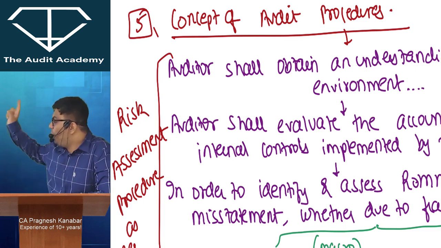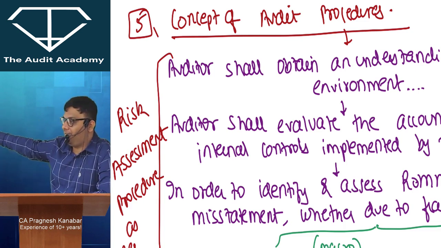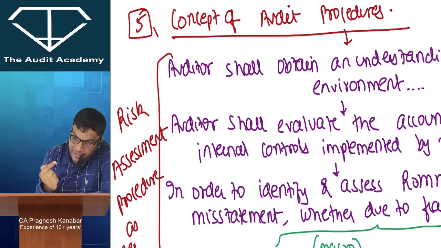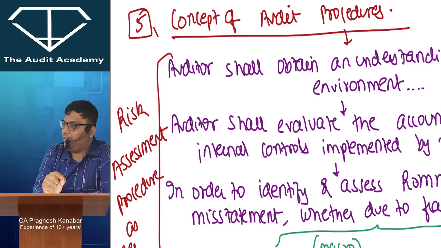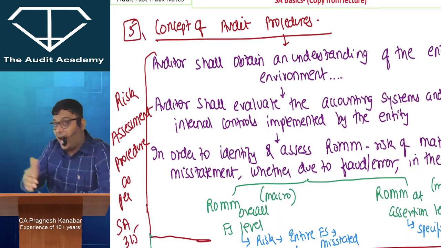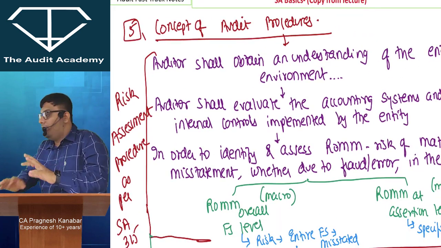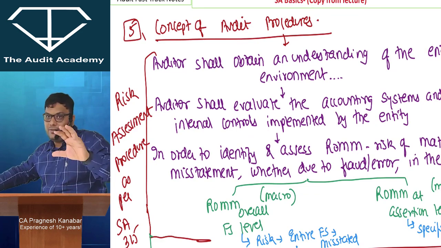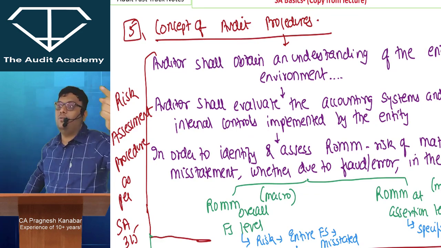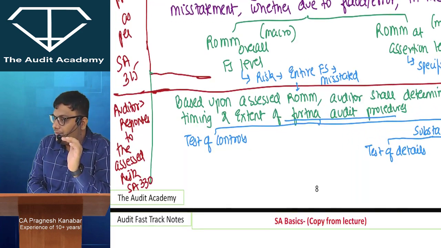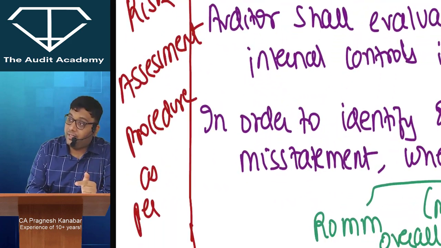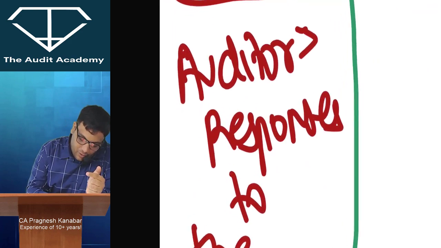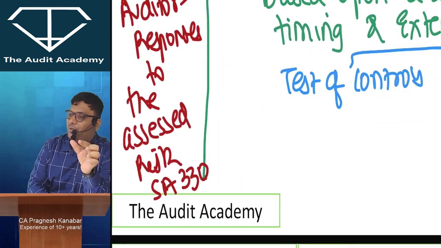Hello? Don't just look at this page like a theory. Whenever you are trying to find out some risk, whenever you are trying to find out what can go wrong, whenever you are trying to find out where error and fraud can take place, that is risk assessment procedure. And after finding out, okay, here there is a chance of error, here there is a chance of fraud, then when you think now what to do ahead, that is further audit procedure. So you should feel what you are writing. First, the auditor will perform risk assessment procedure, then the auditor will respond to the assessed risk.